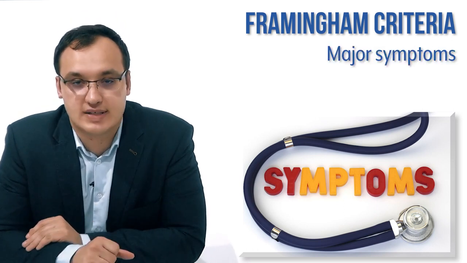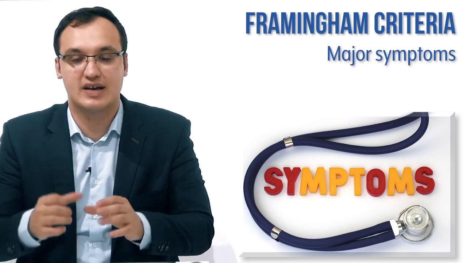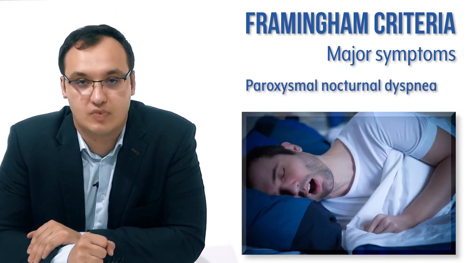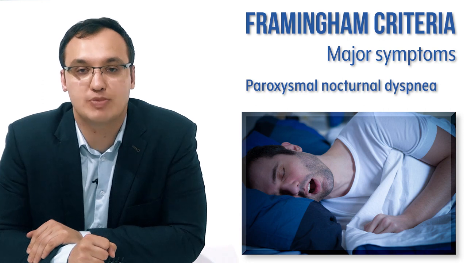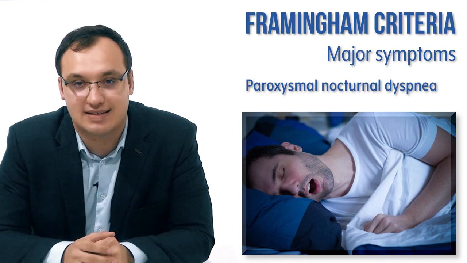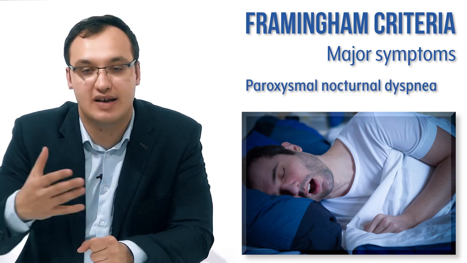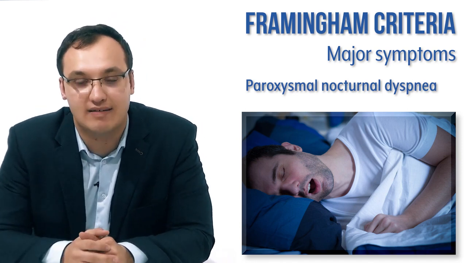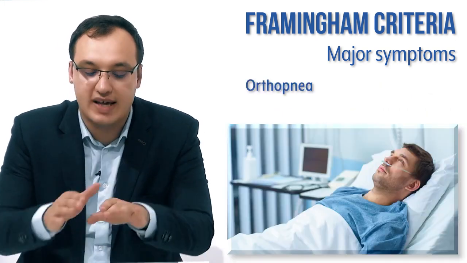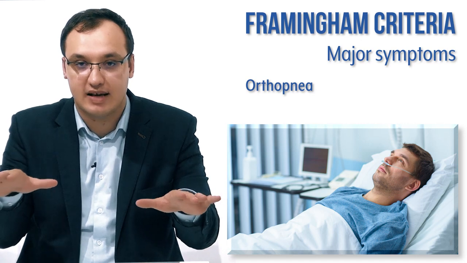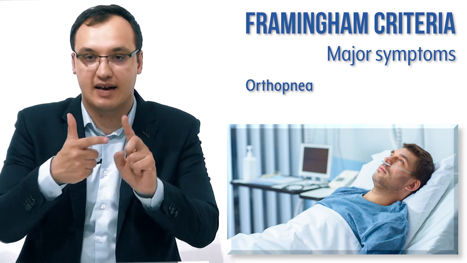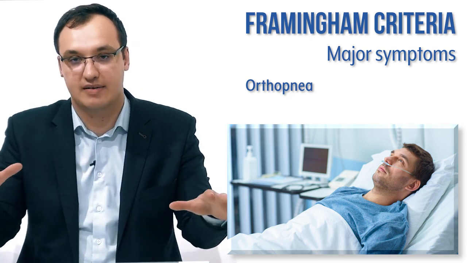The major ones are, for example, the patient comes in and complains about nocturnal dyspnea. This is called paroxysmal nocturnal dyspnea, which means that he is having problems with the breathing in the night. And this just appears in the night. Nocturnal means night. And also he is complaining of problems with breathing when he's lying down in bed. So it comes in the night and it comes when he's lying down in the bed.